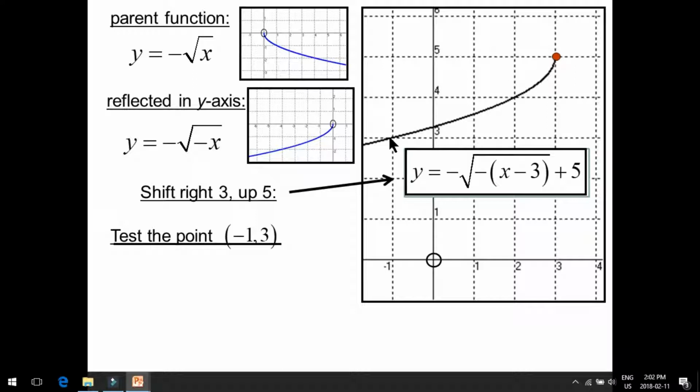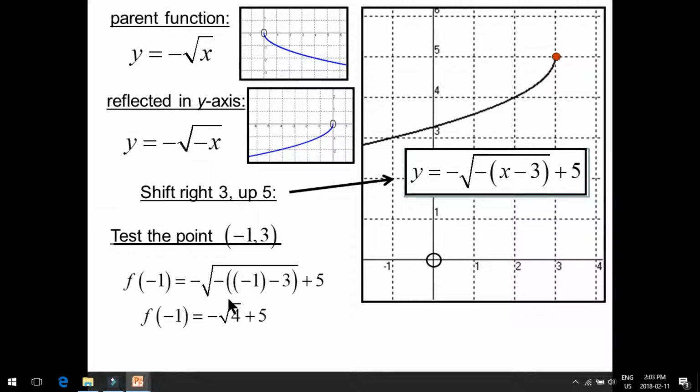Testing the point minus 1, 3. There it is, minus 1, 3. Plugging in minus 1 for x. There's minus 1 for x, plugged in using brackets. Working here, minus 4, and negative minus 4 is 4, so this is negative root 4 plus 5. Root 4 is 2, and negative 2 plus 5 is 3, so we can say f of minus 1 is 3, as desired, because minus 1, 3 is this point right here. Just testing a point to see if we got it right.